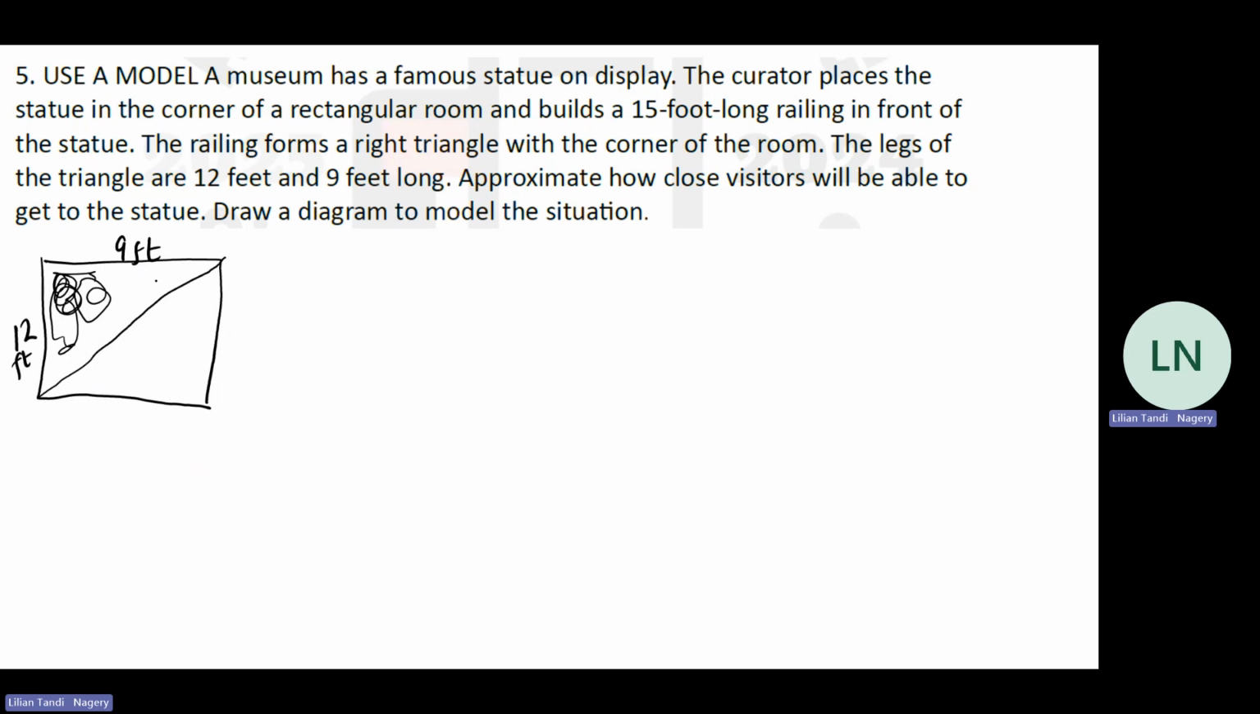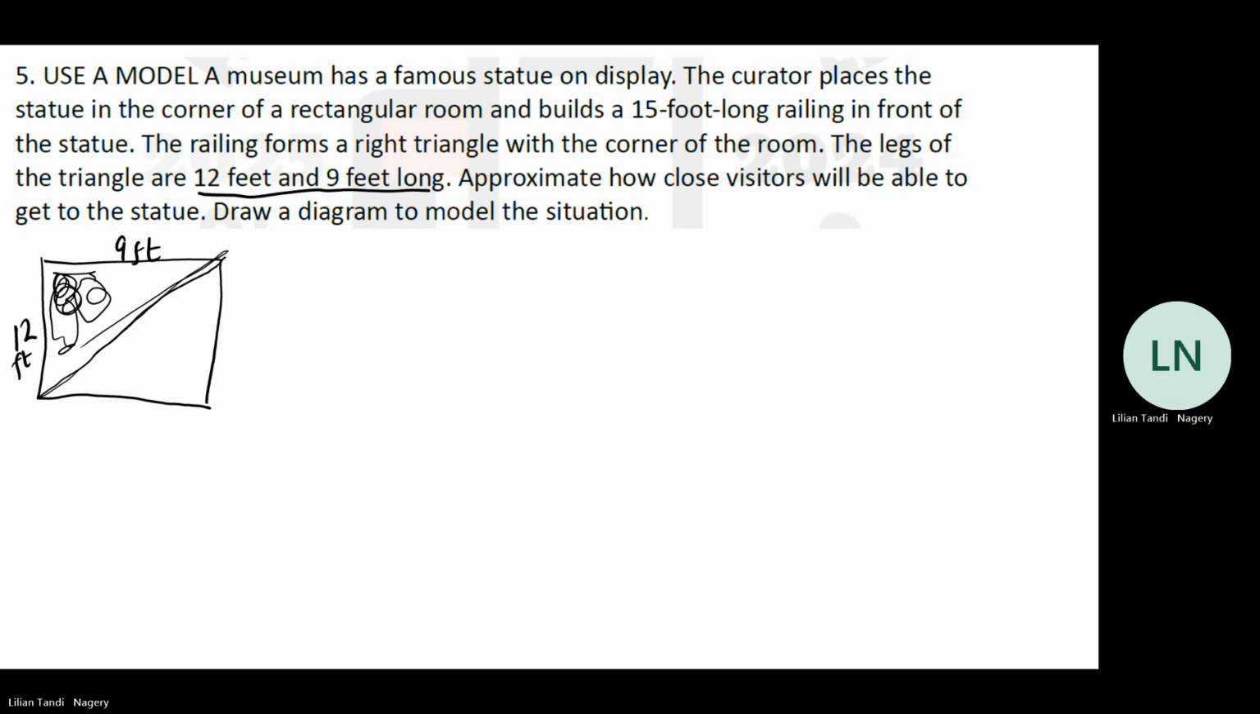Okay. So now, approximate, the legs of the triangle are 12 feet and 9 feet long. Approximate how close visitors will be able to get to the statue. So that means here, find the hypotenuse. And how do we find the hypotenuse? We use Pythagoras theorem. Okay?